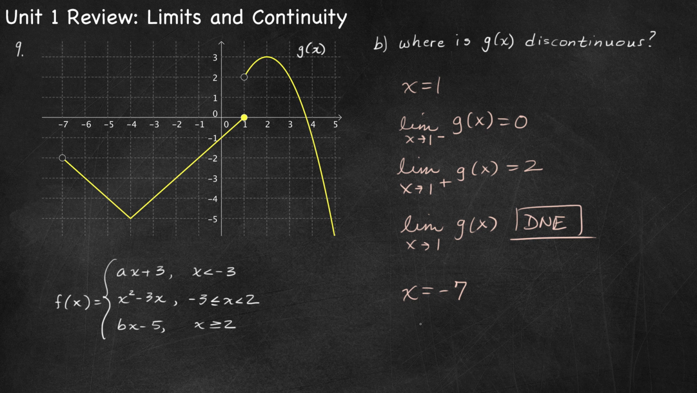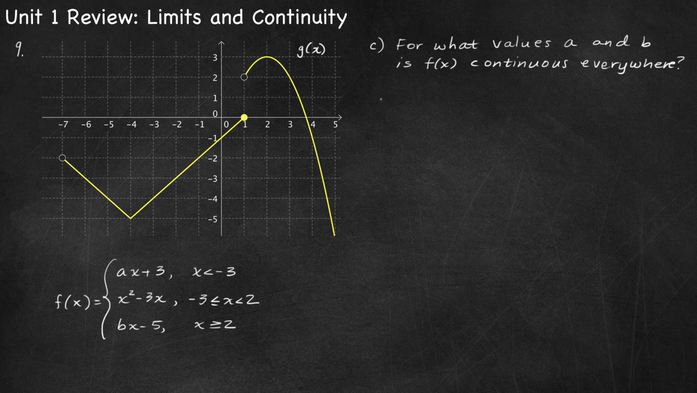The graph is not continuous at x equals negative 7 because g of negative 7 is undefined or does not exist. So the graph can't be continuous at a point where it's undefined. Part C, for what values a and b is f of x continuous everywhere?